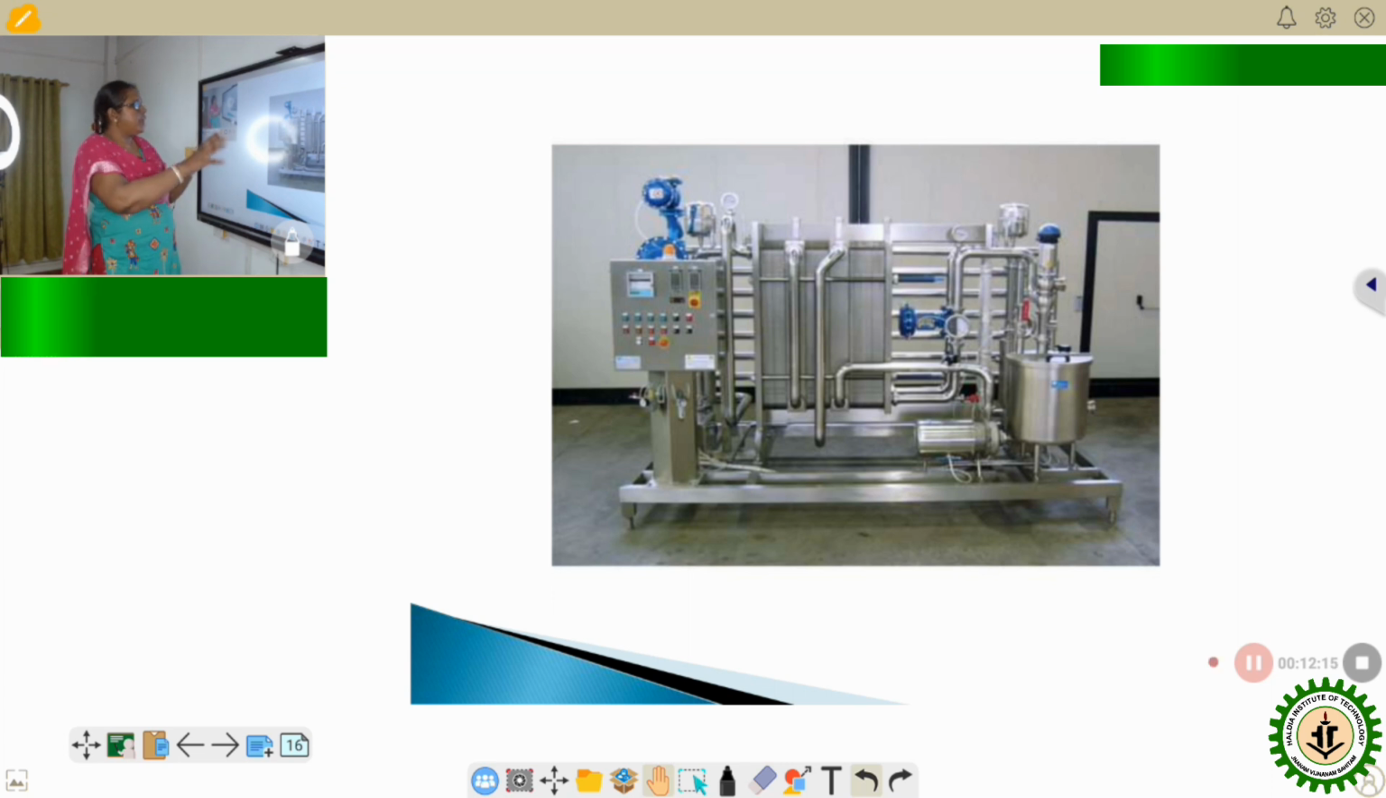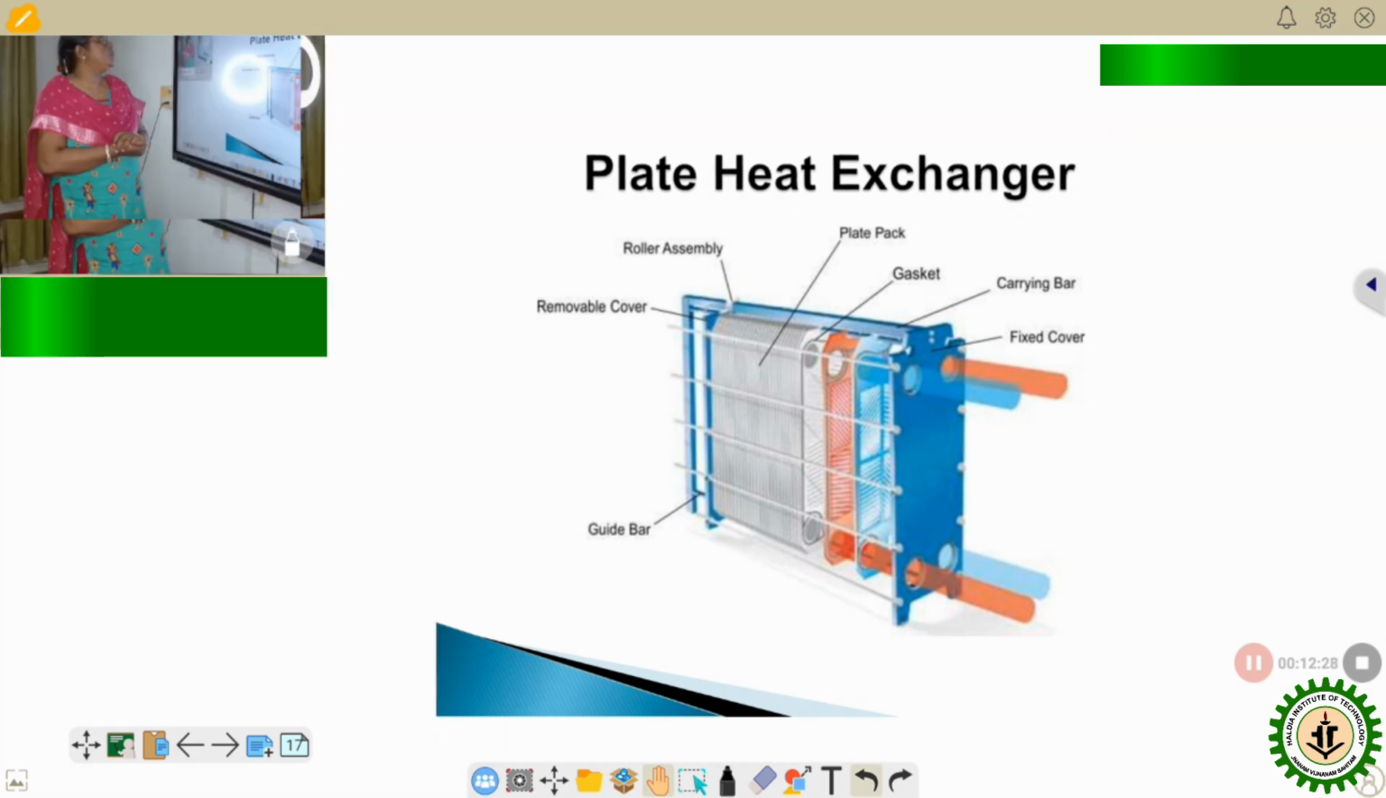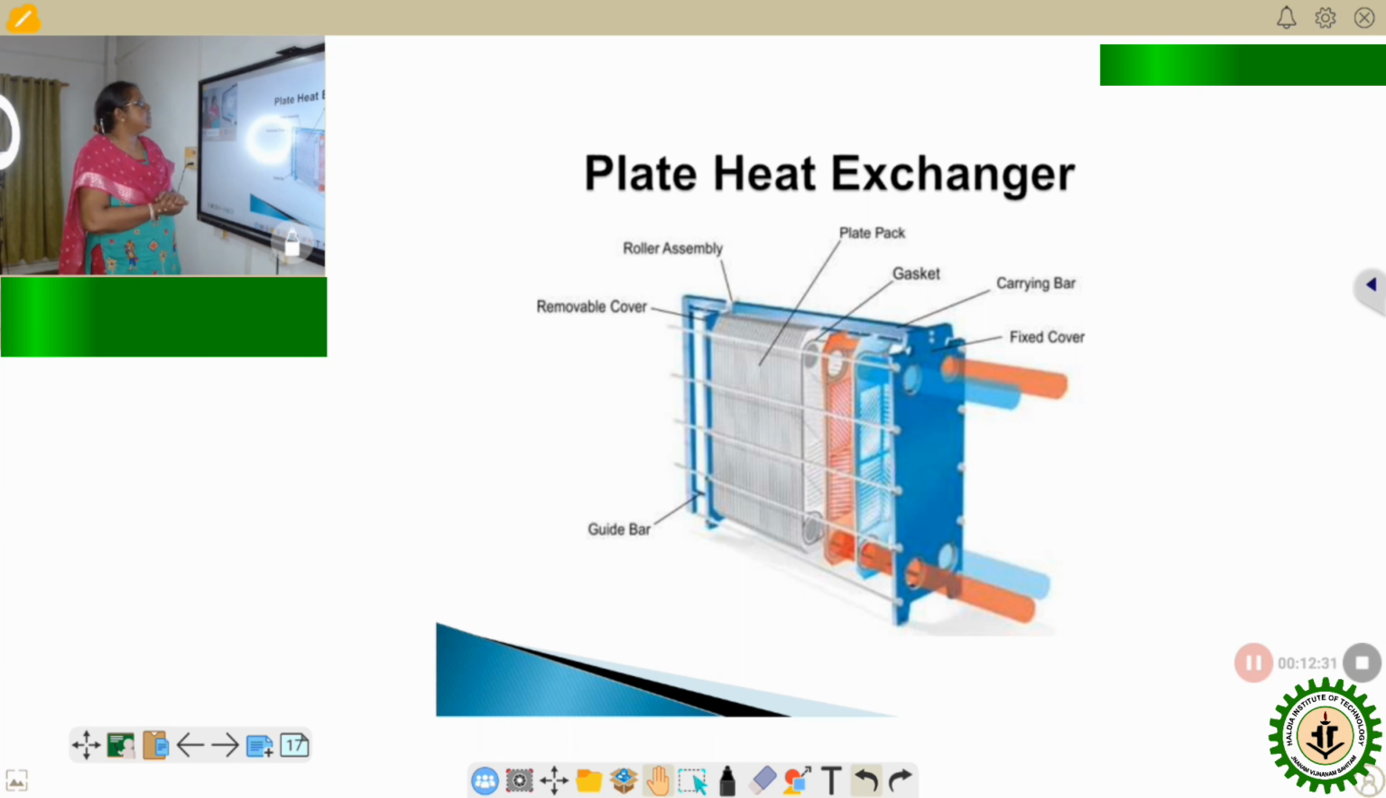Okay, so again I am giving a picture of an HTST pasteurization unit as it is installed in the industry. Now here one thing I want to discuss again, that is regarding the heat exchanger. This plate heat exchanger is a simple, compact and easily cleanable unit. Here a large number of plates are attached together in a frame.